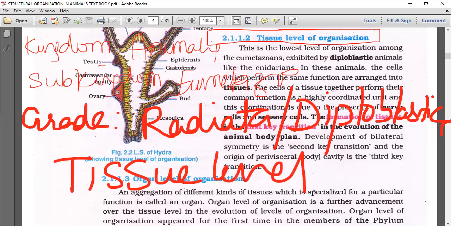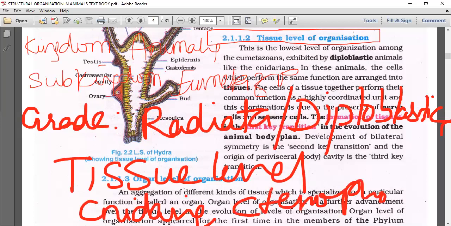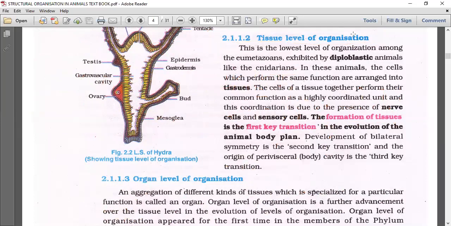So what are the phyla? Phylum Cnidaria and phylum Ctenophora. Now let's start here. This is the lowest level of organization. Who is the lowest level? Tissue level is the lowest level of organization among the Eumetazoa. You need to understand that kingdom Animalia is also called Metazoa.